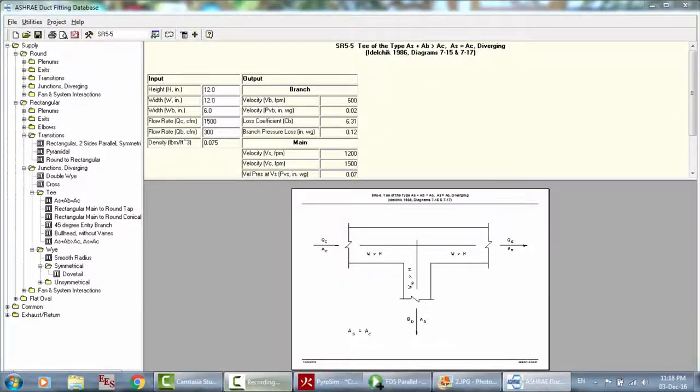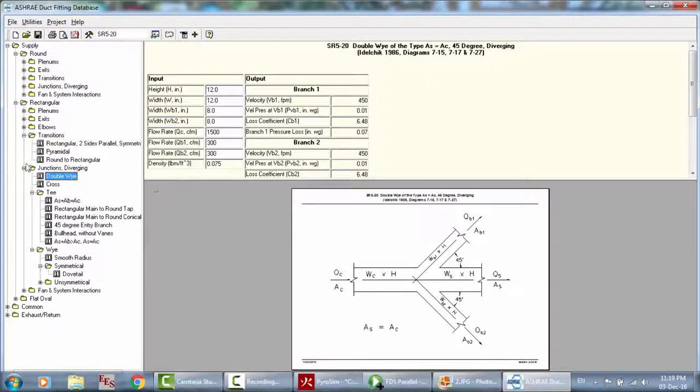Here the double Y, but it is not recommended to use these junctions at all. Practically it is very difficult to install this junction as a fitting, or as a junction, because you will find that it is very difficult to distribute the air to the other ducts.